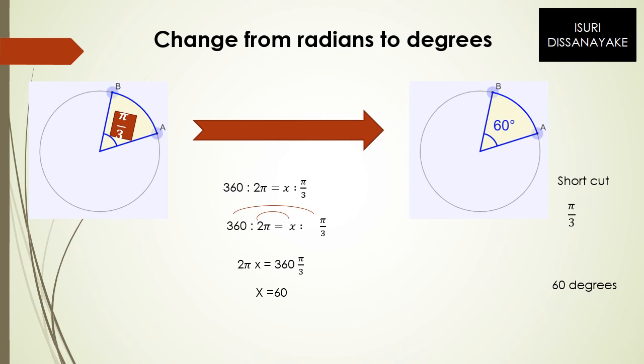You also can follow a shortcut. Now you know this pi means what? Pi means 180 degrees. If 2 pi is always 360 degrees, pi means always 180 degrees. So you can directly take the pi value, that is 180 degrees, and divide it by 3. You will get the answer as 60 degrees.